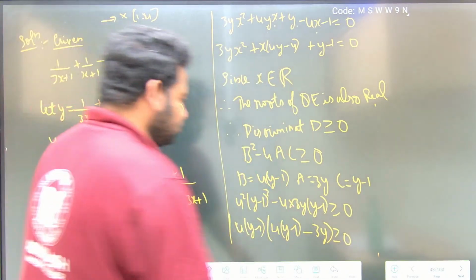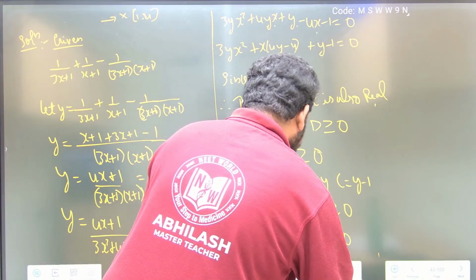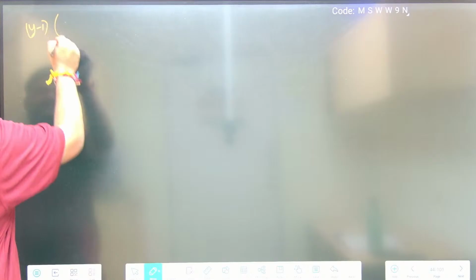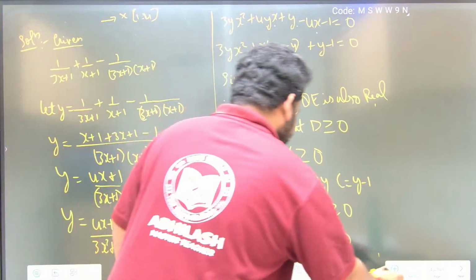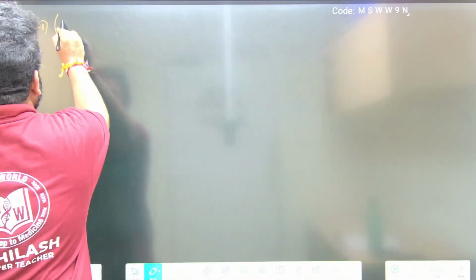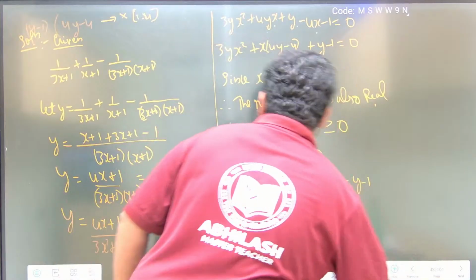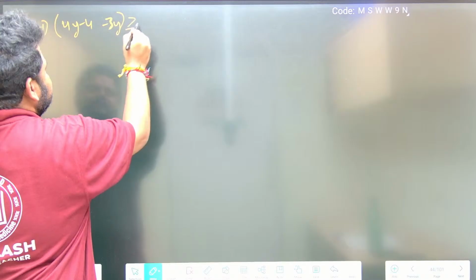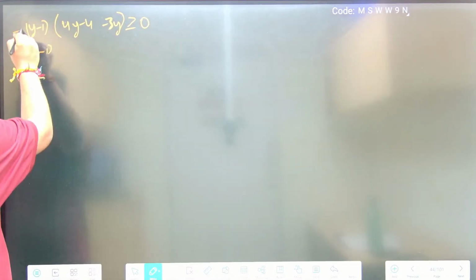Now let us go to the next page, friends. I will be having 4 into y minus 1. So 4 is gone, I can remove 4. So this will become y minus 1 into what? See, 4 into y minus 1 is 4y minus 4, minus 3y. This is what I am having, this is greater than or equal to 0. Okay, so y minus 1 into this implies, you have to write this implies.